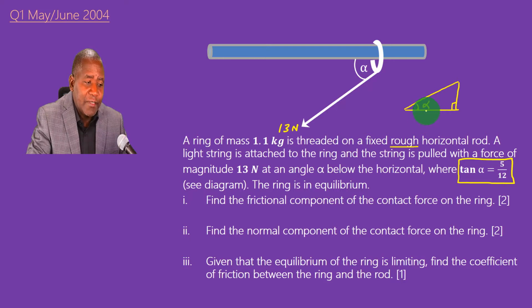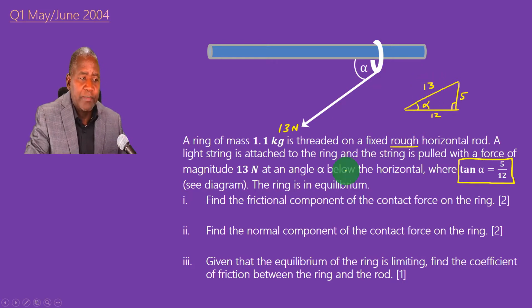Tan alpha is usually opposite over the adjacent. So the opposite to the angle is 5. The adjacent to the angle is 12. And if you use Pythagoras theorem, you'll be able to get the value of the hypotenuse. This time, it will work out to be 13. You can go ahead and confirm that the hypotenuse of this triangle is 13.